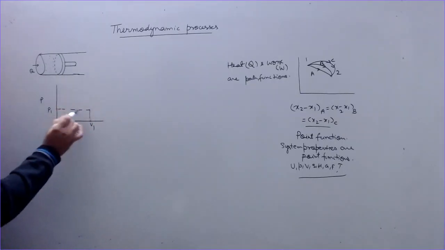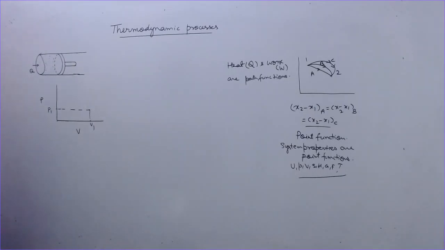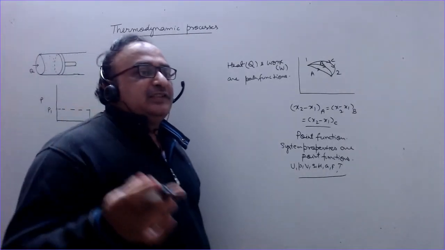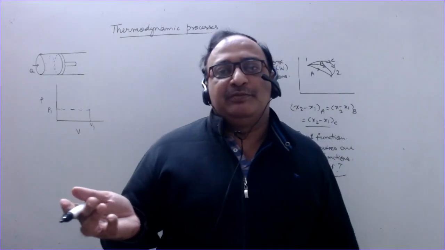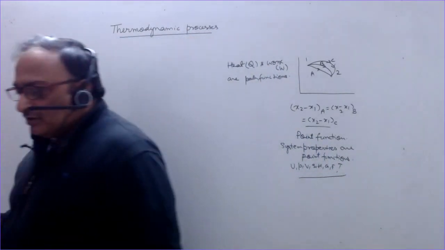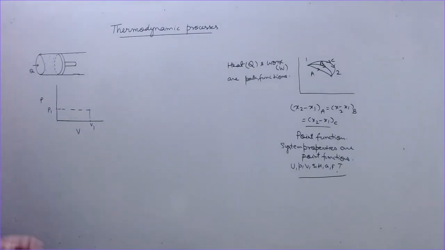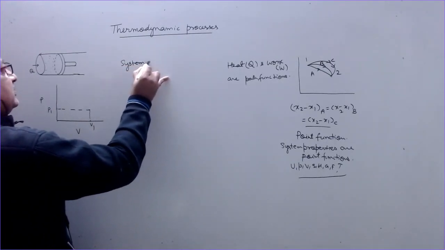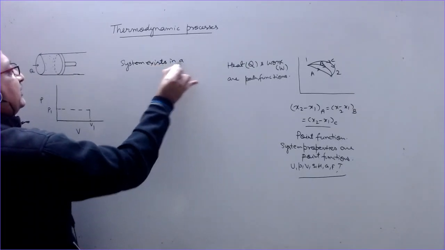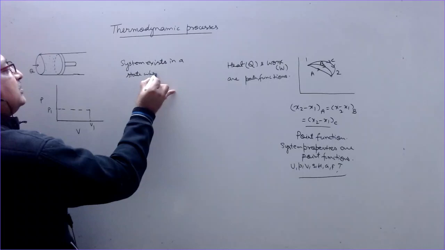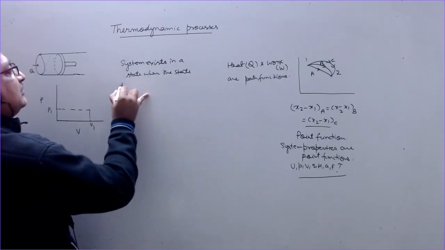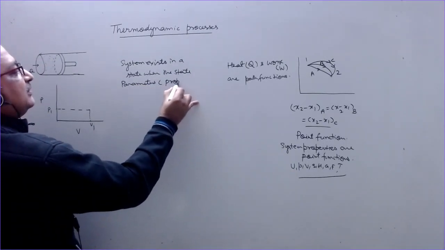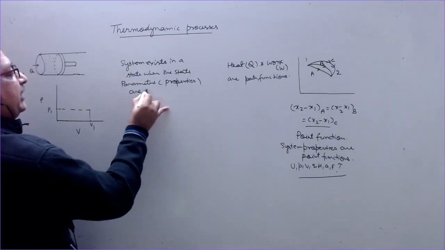So we define the state. This is a state where the system is existing. How is the system existing? When the parameters which define the position of the system at that time are completely defined, then the system is said to exist in a state. This is how you define the state of the system. And state variables or these parameters are called the thermodynamic properties. So we can write that a system exists in a state when the state parameters or the system properties are completely defined.